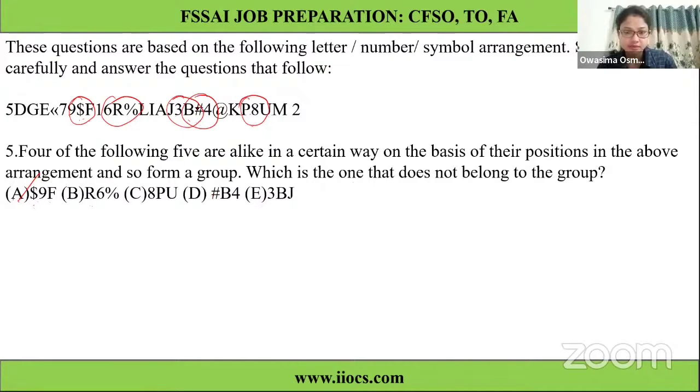Next, B hashtag 4, hashtag is also the middle term. Middle term is also put before B. So the group is hashtag B4. And next, 3BJ, the last term. But this is the series J3B. So if we put 3 in front of J, it will be 3JB.